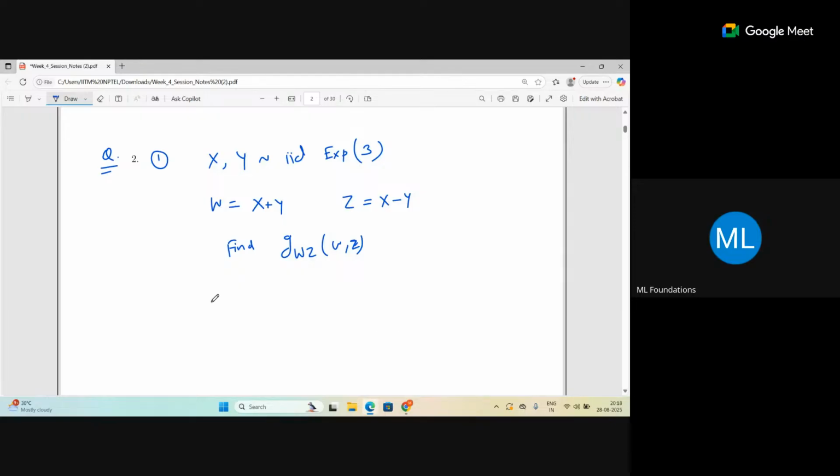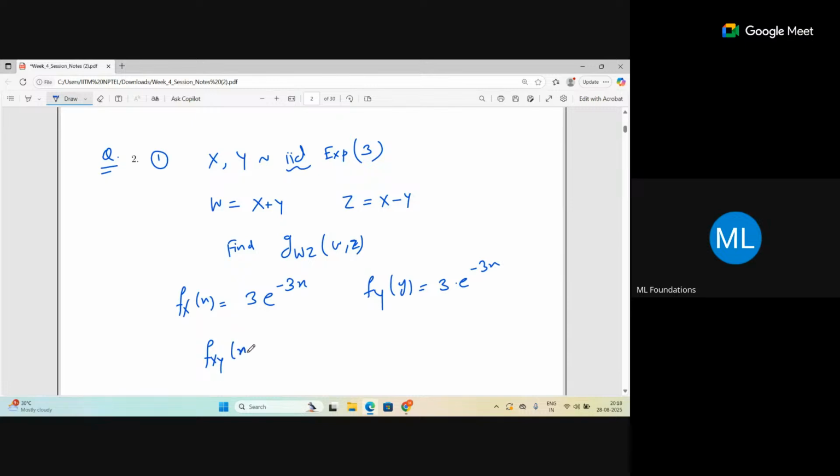So the PDF, or marginal density, of x is lambda e to the power minus 3x, where lambda is 3. And what is the marginal density of y? It is again 3 e to the power minus 3y. And since they are independent, because it is given that they are independent and identically distributed, what will their joint density look like?